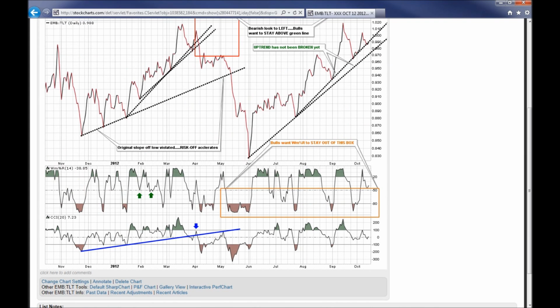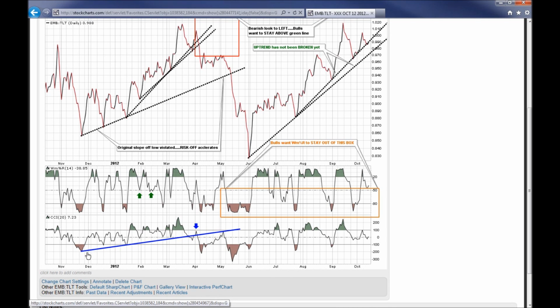Looking at the same chart, we've just scrolled down a little bit, EMB divided by TLT daily. Notice here when the rally in risk continued early in 2012 that Williams percent R for the ratio held at the center line here. We're trying to do that again in the present day. If this can hold and we can stay out of this box, all things being equal, that's better for the bulls.